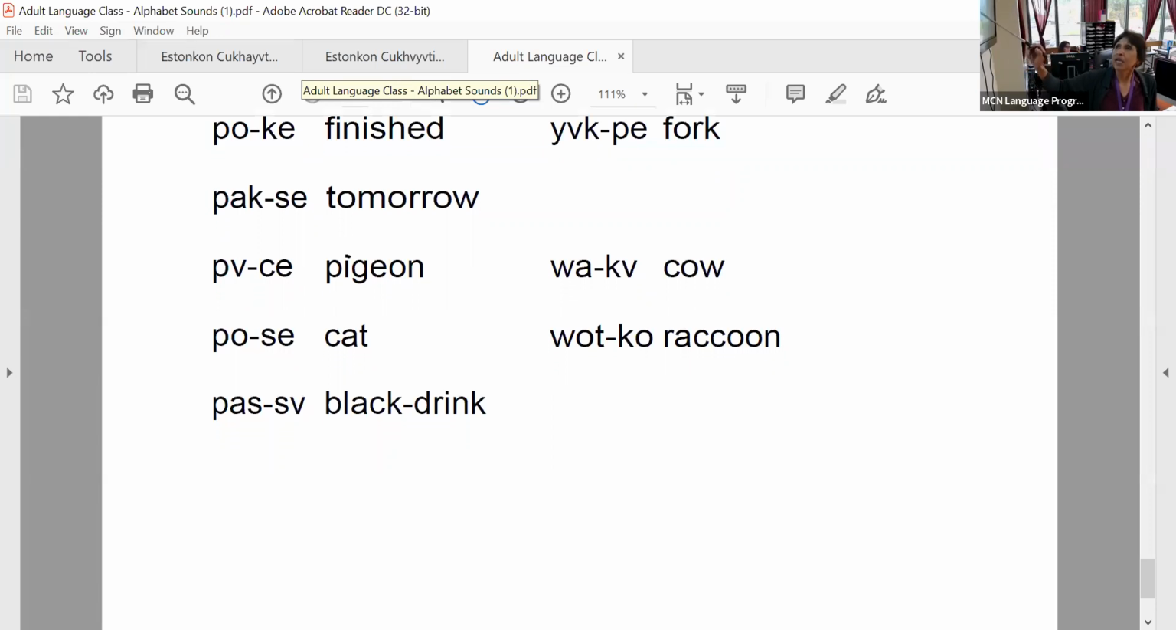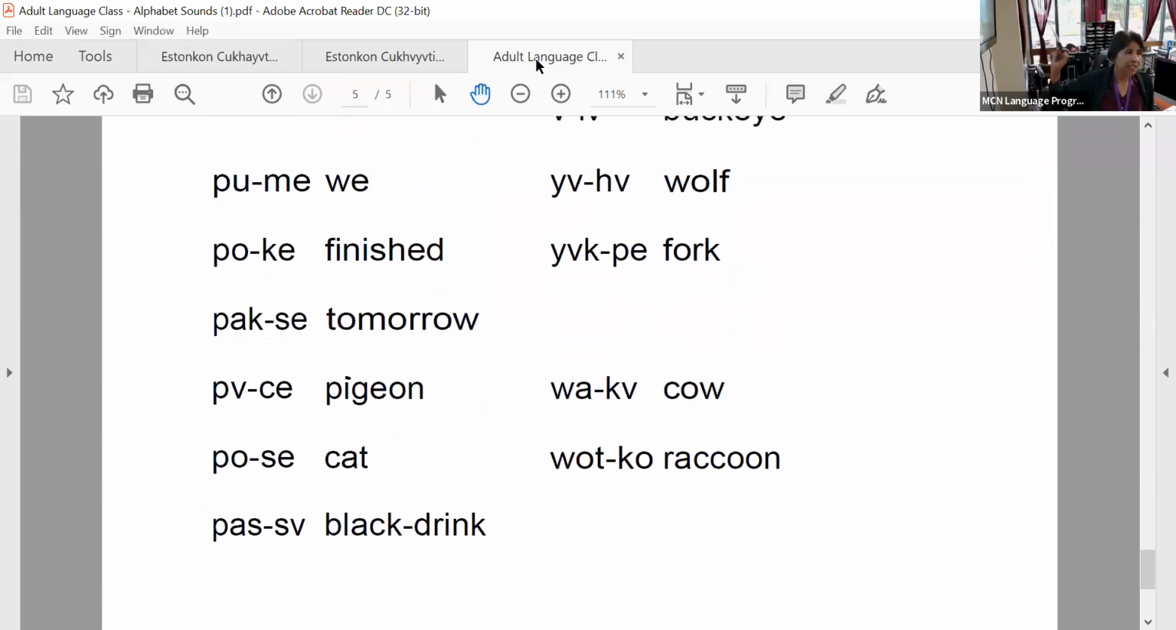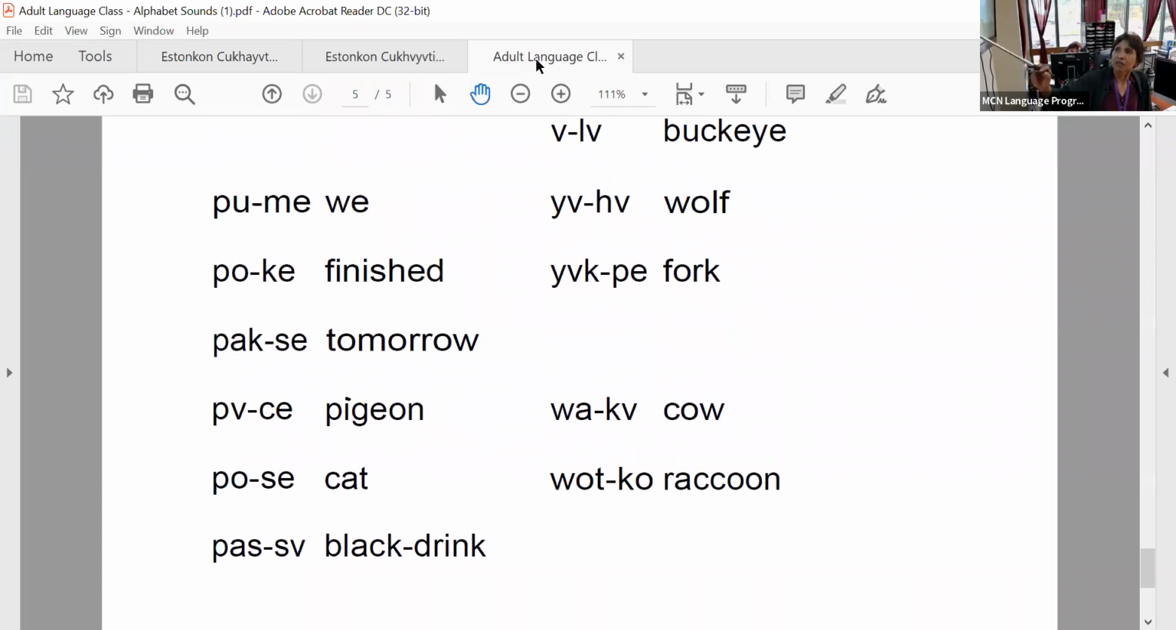Bossa, black drink. There are no silent sounds in the Muskogee language. So when you have two consonants together like this, you have to pronounce both of them. Bossa. Hear it? It's got that hiss sound for the first one and sa for the second one. Bossa.